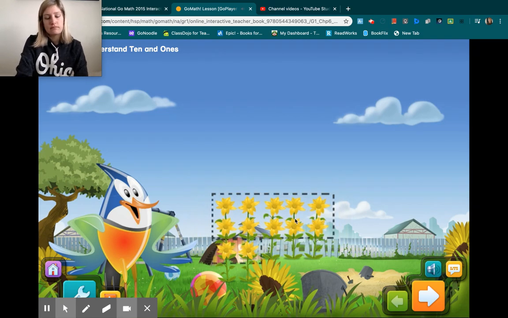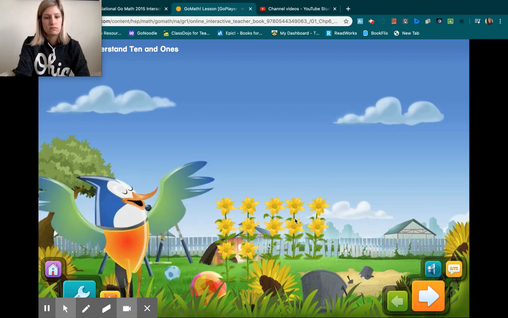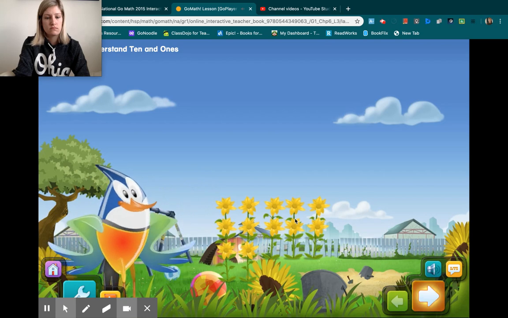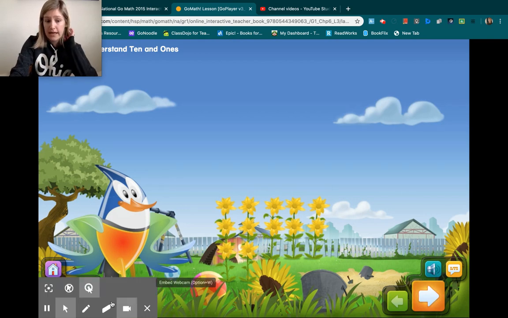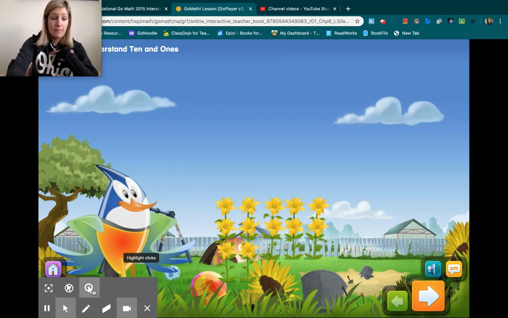Look, there are 2 groups. I wonder if we can use these groups to write 12 a different way. Let's find out. So friends, she counted by ones to figure out how many there were. But if you remember when she highlighted them in a different way, she did this.